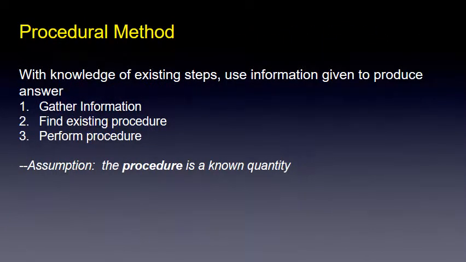Procedural method. With knowledge of existing steps, use the information given to produce an answer. So number 1, you gather your information. Number 2, you find an existing procedure. And number 3, you perform that procedure. The assumption is the procedure is a known quantity.